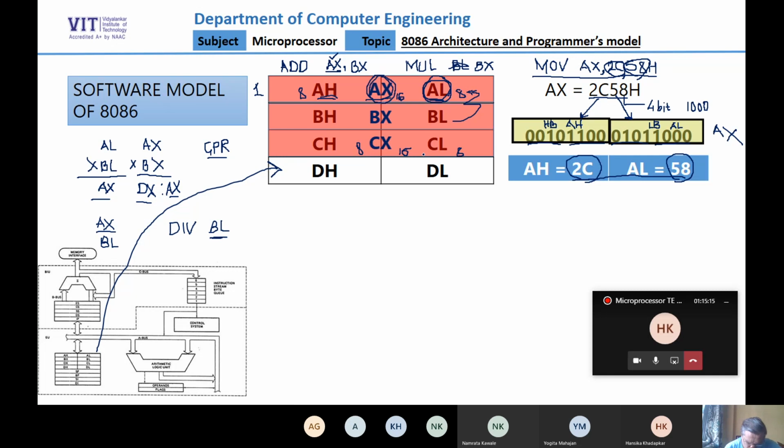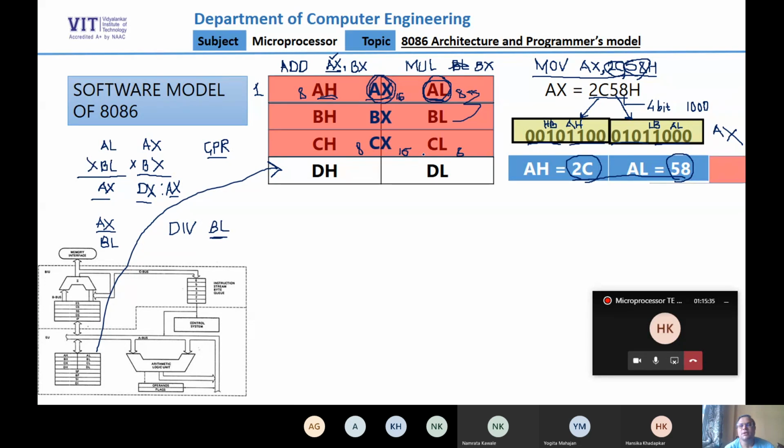But you should remember the specific use of CL or CX: it is used as a counter, a default counter in many instructions such as loop, rotate, shift. Clear? So this is a specific use of the CX register, and I hope you have noted it.